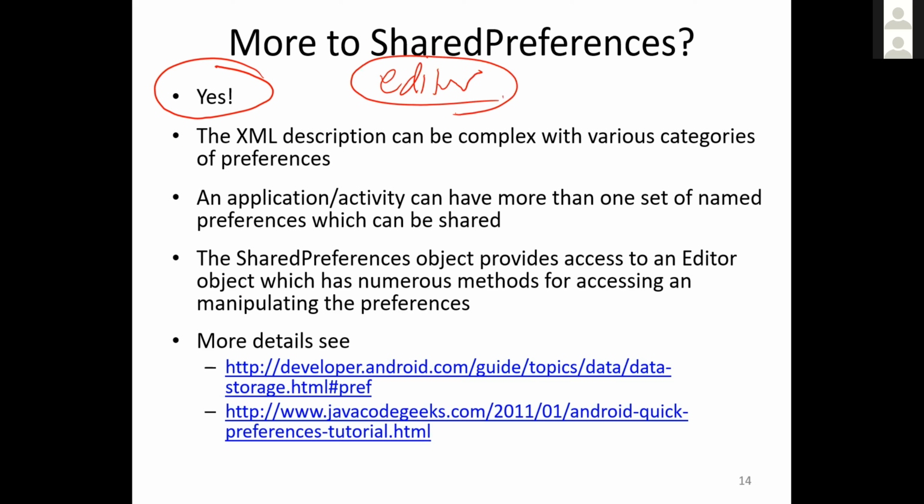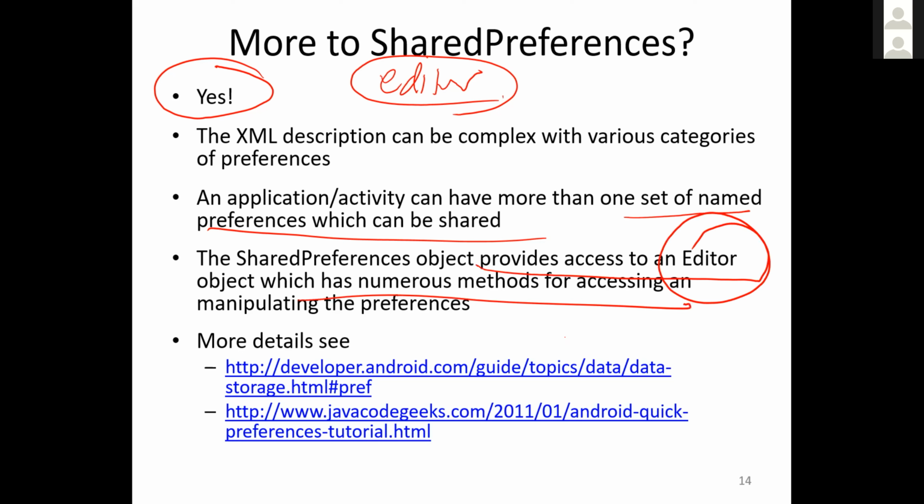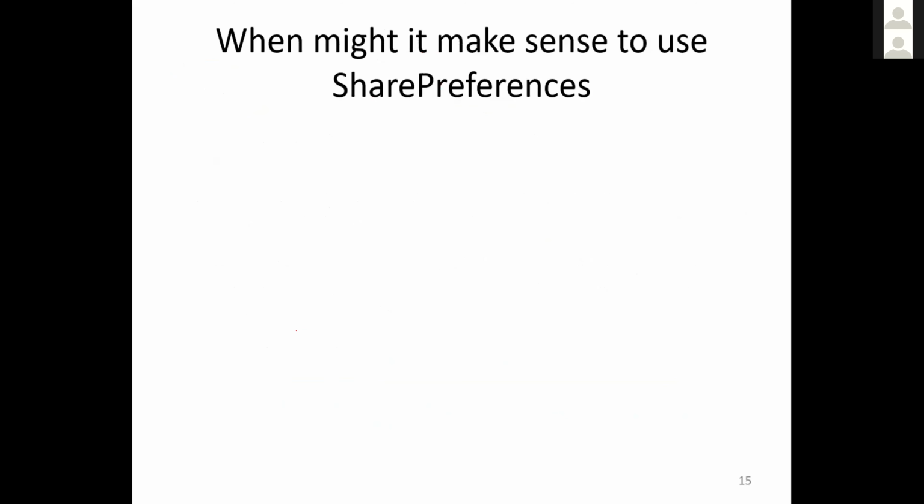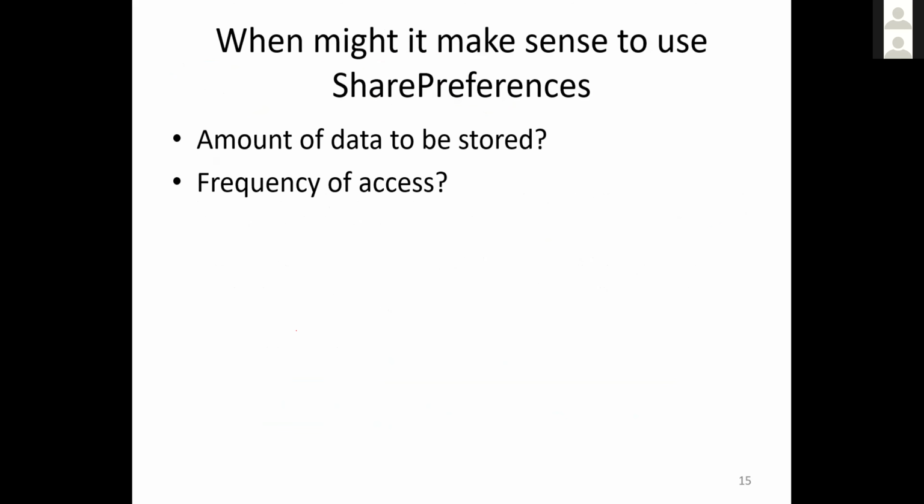And an application activity can have more than one set of named preferences to be shared. So we demonstrated that it is possible to have an application that stores data in a number of shared preferences. The shared preference object provides access to the editor that helps you in storage of the data. That one we did, and I believe you are comfortable with it.